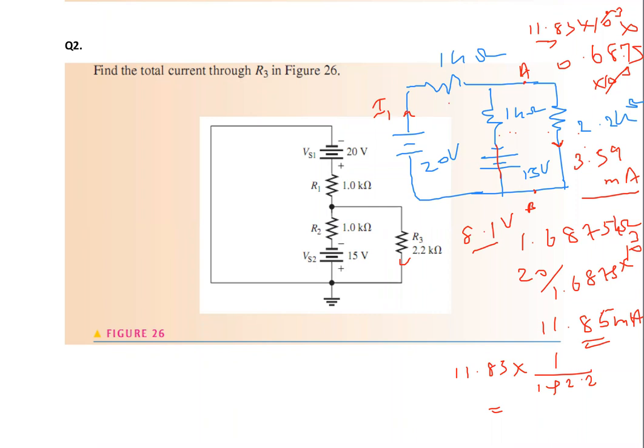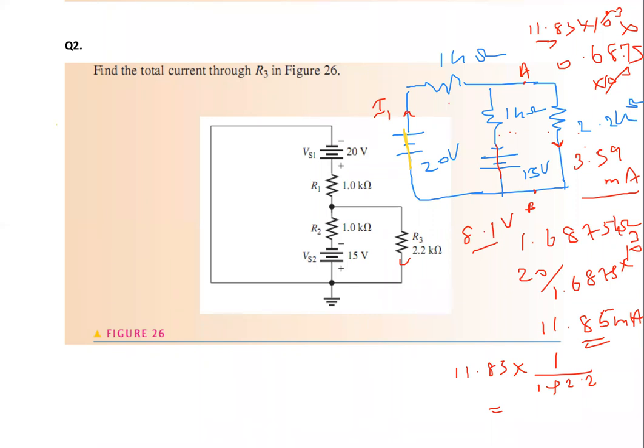Guys, now we found that current value. Now what we need to do is short circuit this 20 volt voltage source and open the 15 volt. Now see what will be the current through the 2.2 kilo ohm resistor. Now this is something like this.